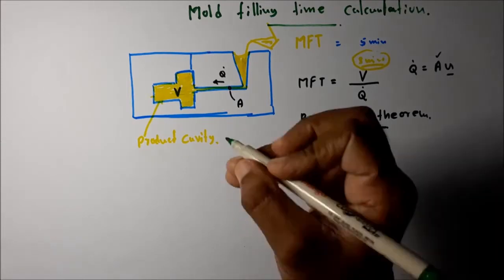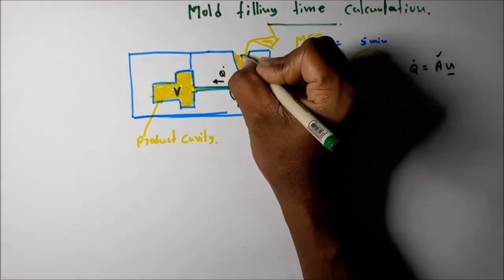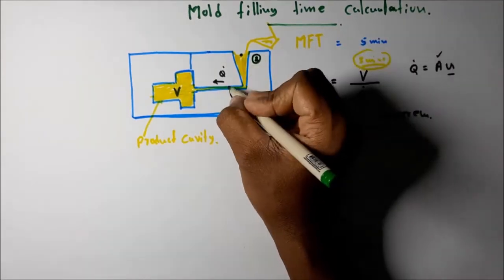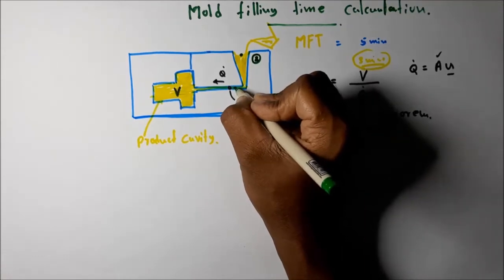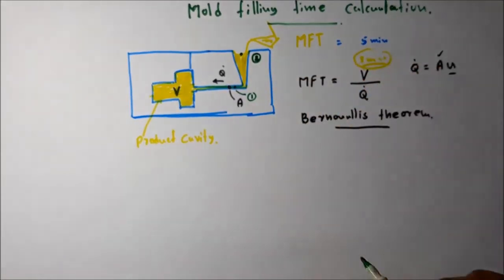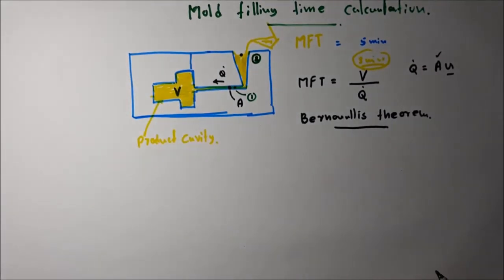We are going to apply Bernoulli's theorem to these two points. Let's take this point as point 2, and this point on the main runner as point 1. To these two different points we are going to apply Bernoulli's theorem.